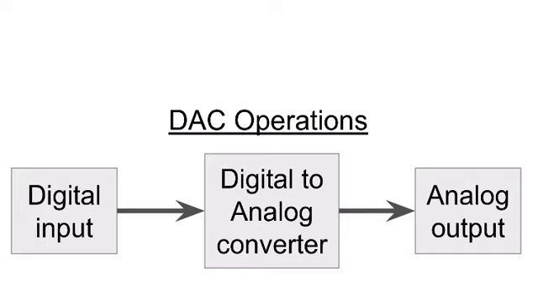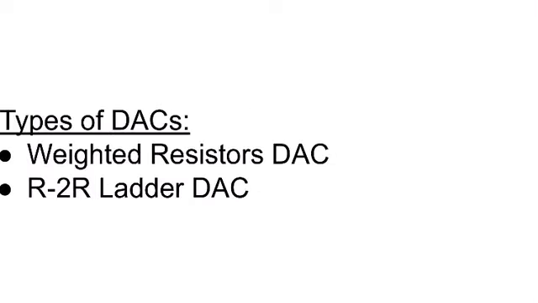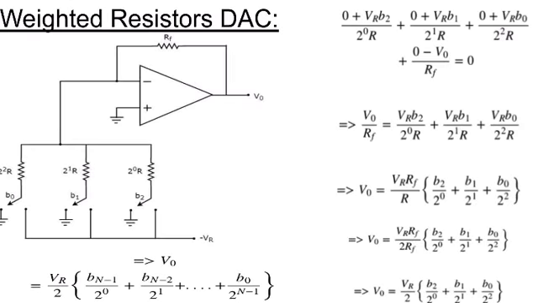You can see a digital input going through the digital to analog converter, and then we have an analog output. So a digital to analog converter, DAC, consists of a number of binary inputs and a single output. In general, the number of binary inputs of a DAC will be a power of 2. And coming to the types of DAC, we have two types: weighted resistors DAC and R2R ladder DAC. Now let us see the weighted resistors DAC first.